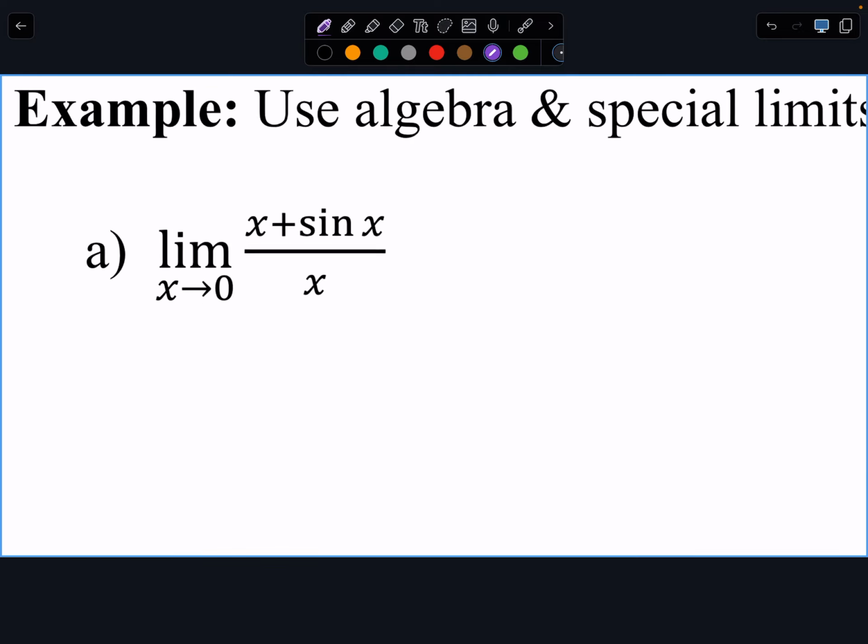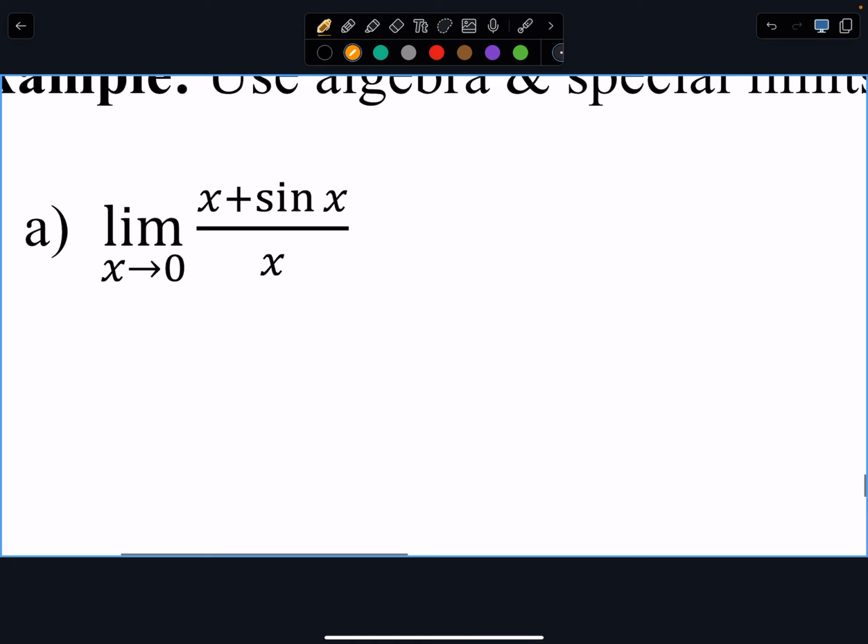Okay, so we're going to be thinking about using algebra and these special limits. If we use direct substitution, we run into 0 over 0. So ideas on what we could do from here. How can we manipulate? Turn it into the limit as x approaches 0 of x plus the limit of sine x over x. Would it be the limit of x? Or x over x.